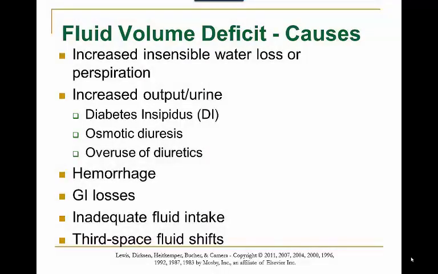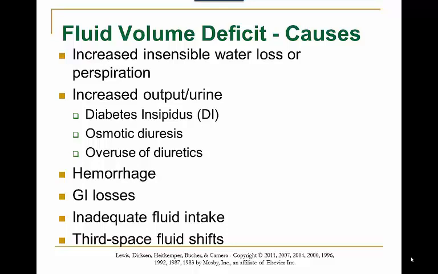So what causes volume deficit? Increased insensible loss, increased perspiration, increased urine output, and there are several things that will do that. We're going to talk about DI in just a little bit. Osmotic diuresis, overuse of diuretics, and diuretics are agents that we give primarily to our cardiac population to have them release water. And so from that perspective, overuse of that can lead to increased urine output. We can also have bleeding in the form of hemorrhage, GI losses, whether that's diarrhea and or blood.